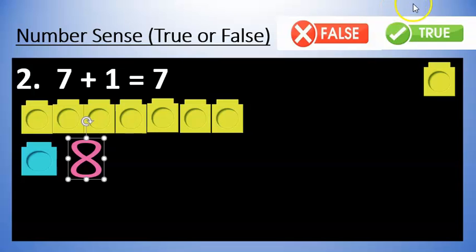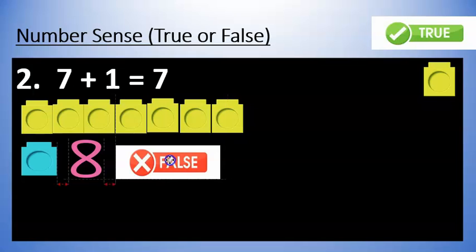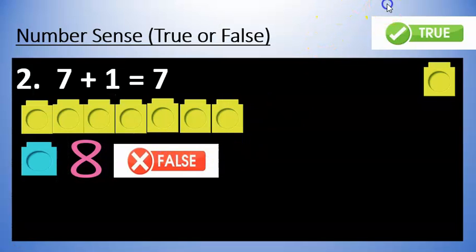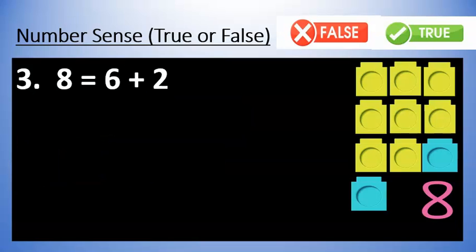Look at this. You can tell 8 and 7 are different. Look, they are not the same numbers. So boys and girls, this statement is false. So I'm going to drag false in there because it's not true. 7 plus 1 does not equal 7. Okay? It equals 8 based on how many we drew here and how many we counted. So it's false. Okay? Now, let's come to this next slide.